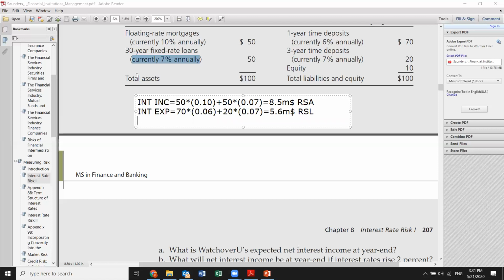And net, so our expected net interest income is equal to 8.5 minus 5.6, which will give us 2.9 million of dollars. So if interest rate increases differently, you see what happens?